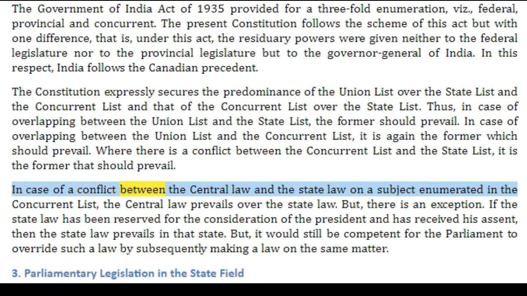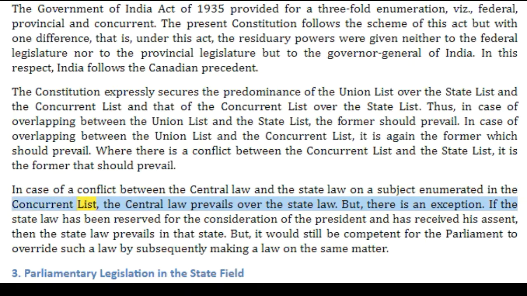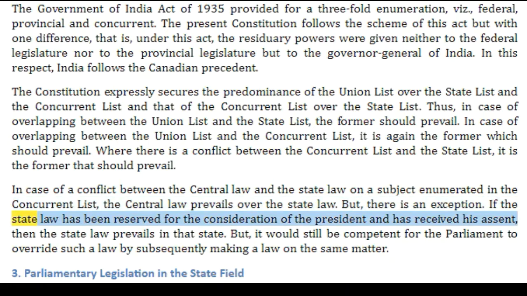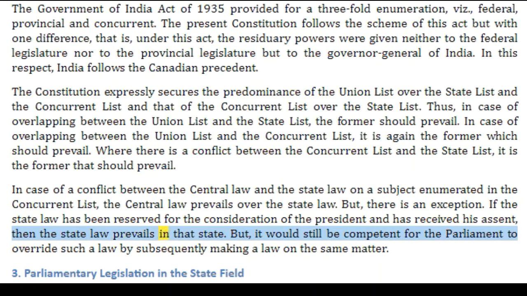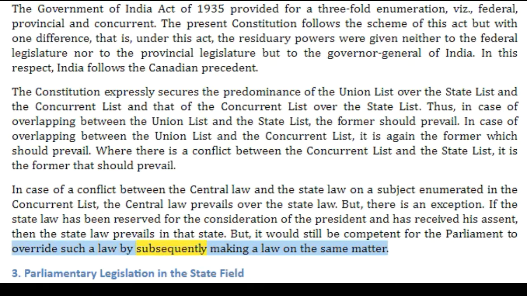In case of a conflict between the central law and the state law on a subject enumerated in the concurrent list, the central law prevails over the state law. But there is an exception. If the state law has been reserved for the consideration of the president and has received his assent, then the state law prevails in that state. But it would still be competent for the parliament to override such a law by subsequently making a law on the same matter.